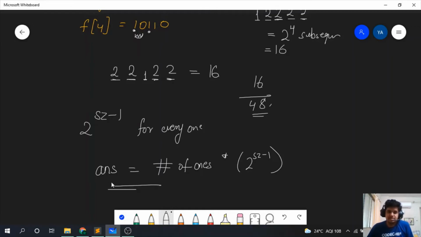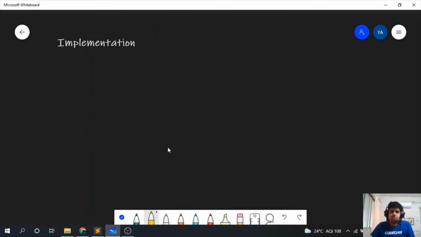Now the thing is that the implementation is a bit tricky. So now let us see how to implement this. So let us discuss the implementation. So the first thing, let us discuss what needs to be pre-computed. Okay. So now there are two things that need to be pre-computed. First is how many ones are there in each string. So basically in the first string which is f of 0, let us just name it ones of 0. So ones of 0 will be 0.